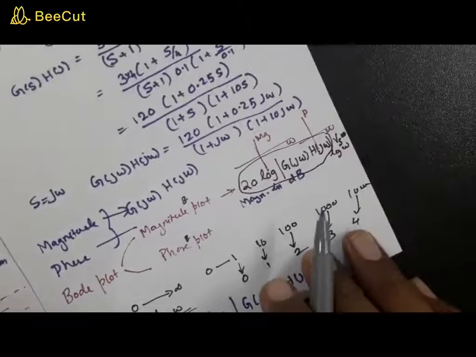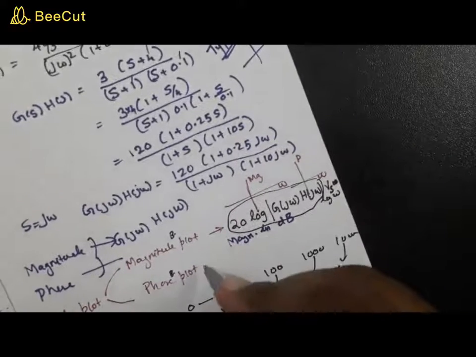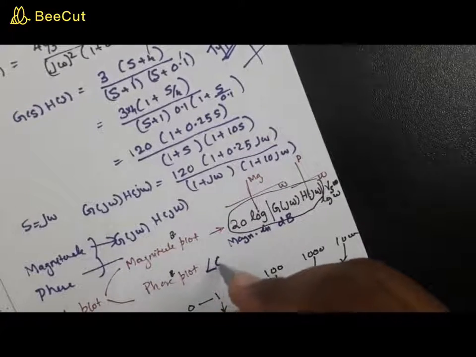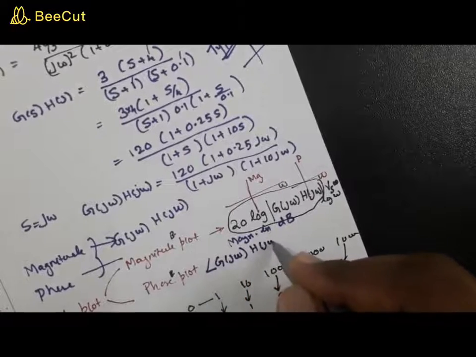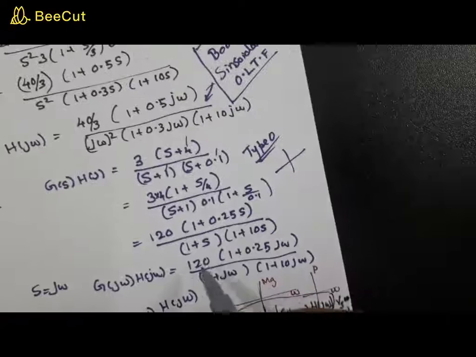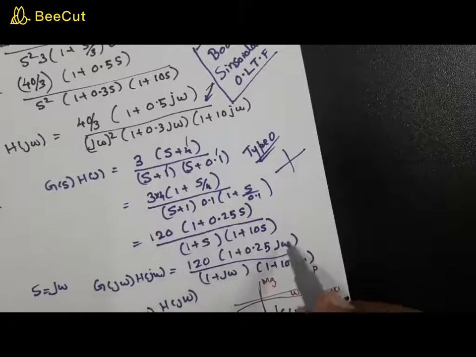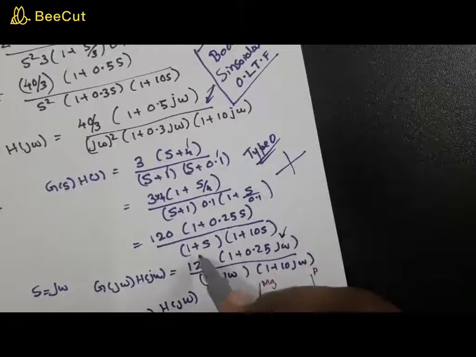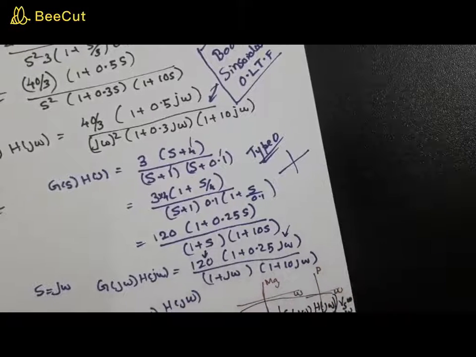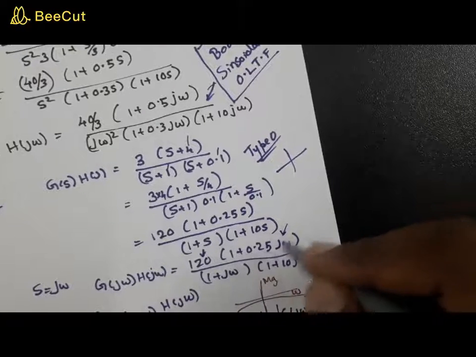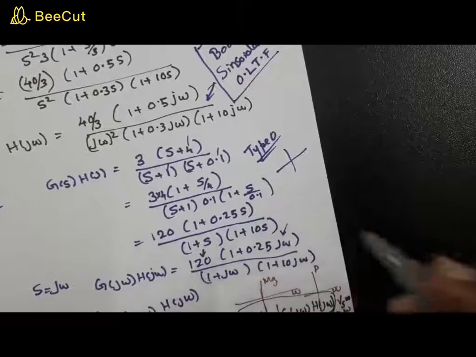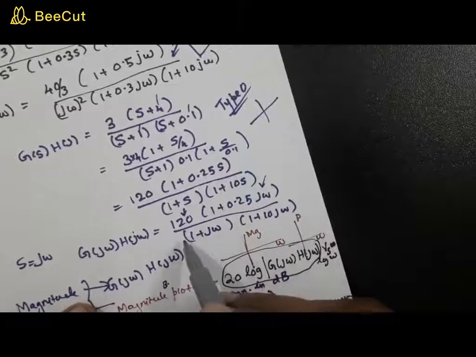Now what about the phase plot? How will you obtain the phase? You'll be able to get the angle of G(jω)H(jω). This is quite simple, right? You can consider each term independently and find the phase of each term. Suppose this is applying tan inverse b by a. Here b is 0, so the phase is 0. What about this? This will be tan inverse 0.25ω by 1. This will be tan inverse ω by 1.